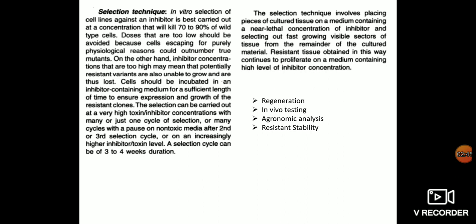Next is agronomic analysis. The regenerated plants selected against the toxin should be analyzed for the agronomical value, which is the field value, for both the first generation and the second generation, for the stability of the resistance and other desirable features. When we grow them in the field, only then can we know whether the variation is permanent or not. Otherwise, any depletion in the agronomical value can also be found during this agronomical analysis.